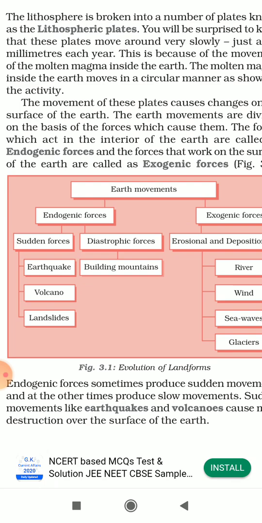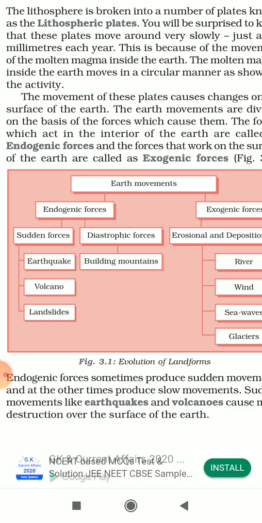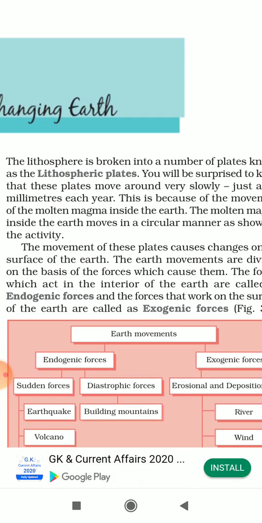And the next is diastrophic forces. These are forces behind slow processes that create the major features of the earth's crust, including continents, mountains, ocean beds, folds and faults.